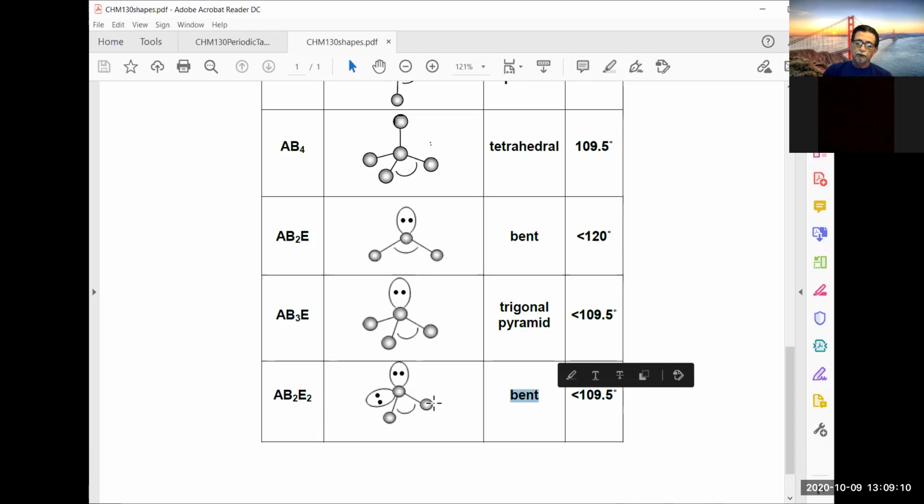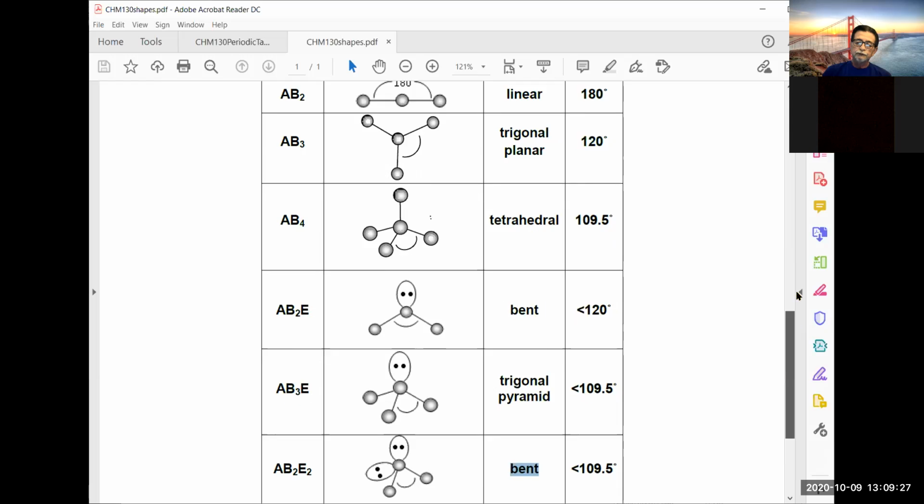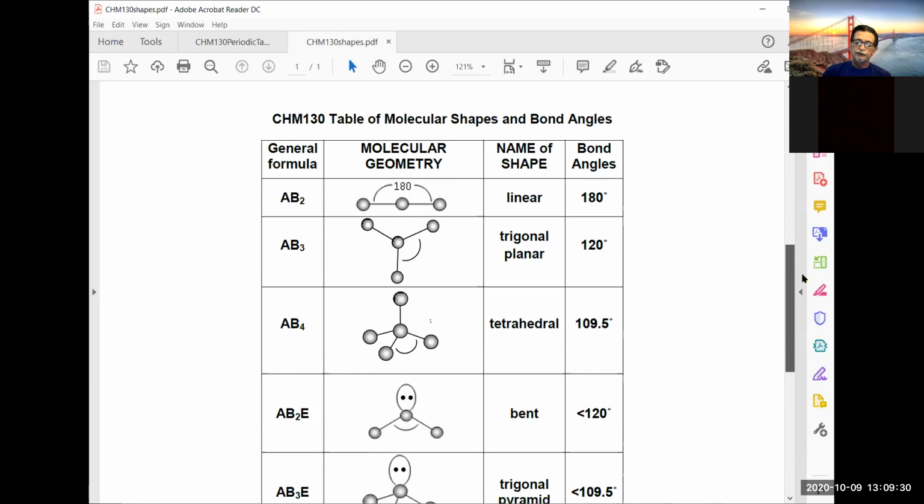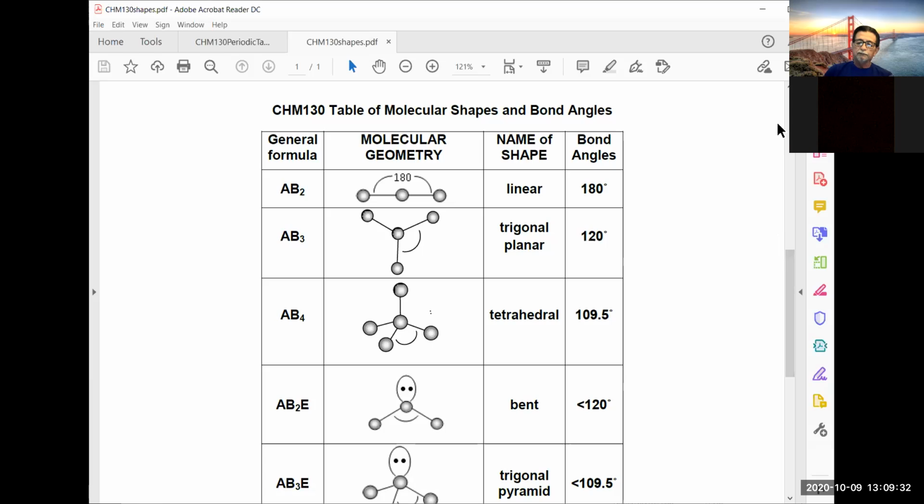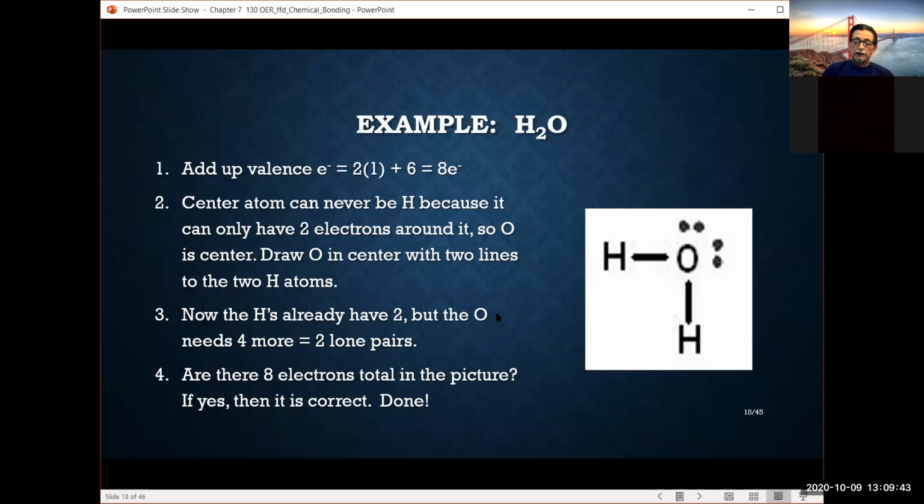Okay, and so the general formula gives us AB2E2, which comes from the Lewis dot structure. There's the geometry. The name of that is bent, and that bond angle is less than 109.5. Okay, so that's how we use the shapes table to tell us what the geometry is of the molecule, of the formula that we come up with, in the 3-dimensional model. So going back, that's the formula. That's what we have.